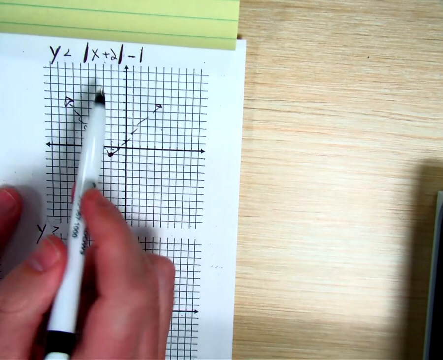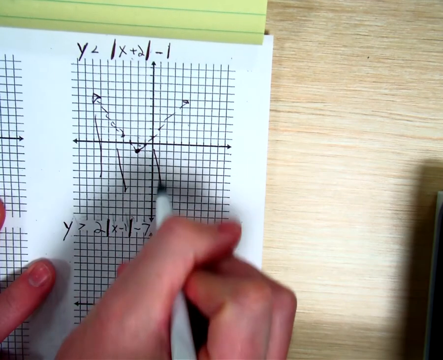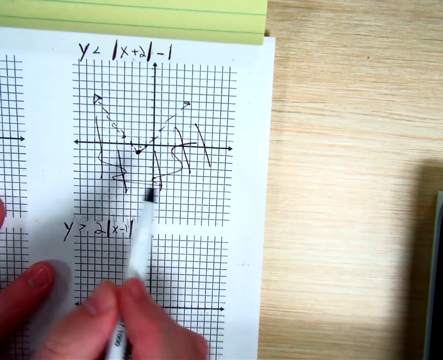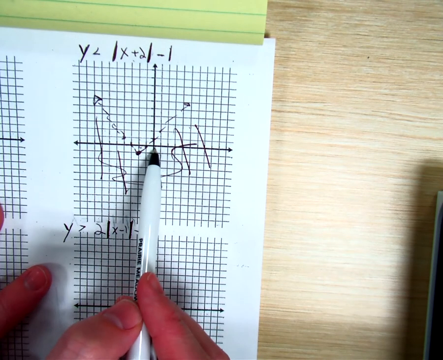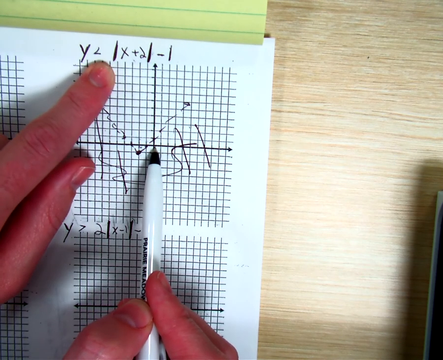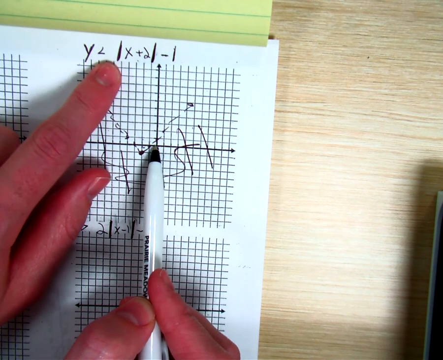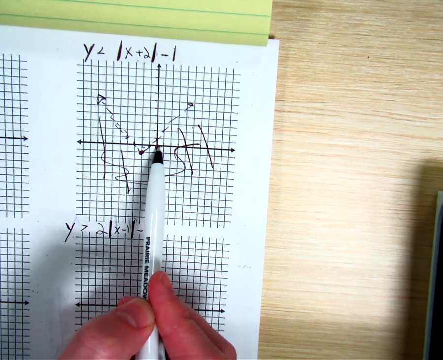And less than to me says down, under the V. You can test a point. 0, 0 is not on it, so we can do that one. 0 plus 2 is 2. Absolute value of 2 is 2. Minus 1 is 1. Is 0 less than 1? Yes, just barely, but it is. So we do want to shade on the underside there.